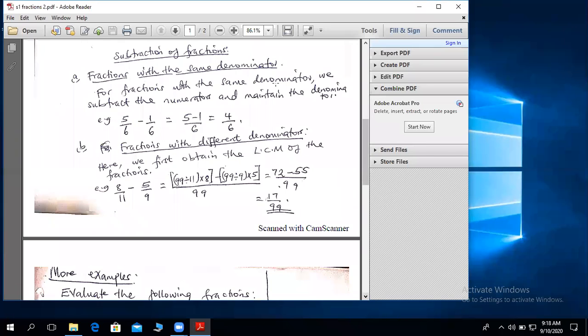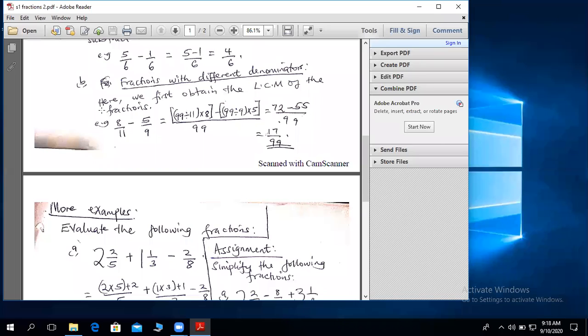Fractions with different denominators and we are subtracting them. What we did the other time is what we are going to do here. Only that the sign has changed. It was an addition sign. This time it is a subtraction sign. The LCM of 11 and 9 is 99. You can do that one later on by drawing a table and ensure that the LCM is 99.